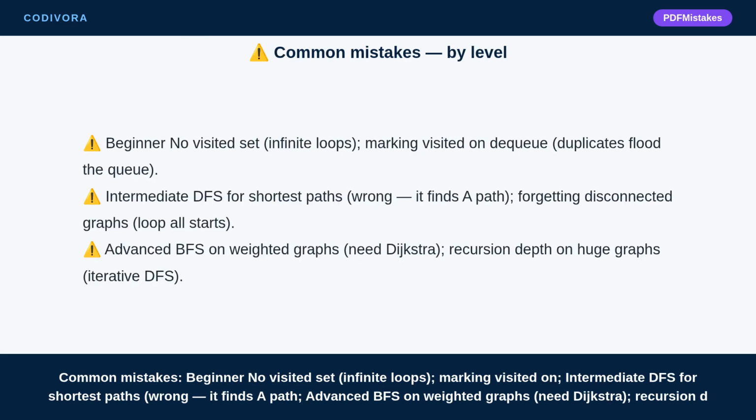Now the mistakes to avoid, straight from the field. Beginner: no visited set, infinite loops. Marking visited on dequeue instead of enqueue, so duplicates flood the queue. Intermediate: DFS for shortest paths. Wrong. It finds a path, not the shortest. Forgetting disconnected graphs. Loop over all starts. Advanced: BFS on weighted graphs. Need Dijkstra. Also recursion depth on huge graphs; use iterative DFS.